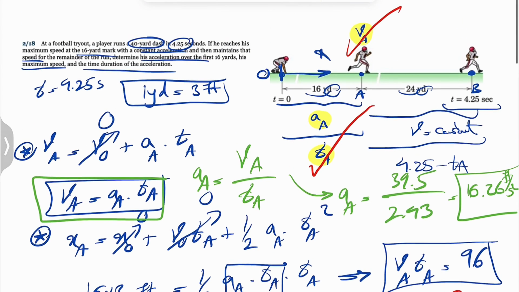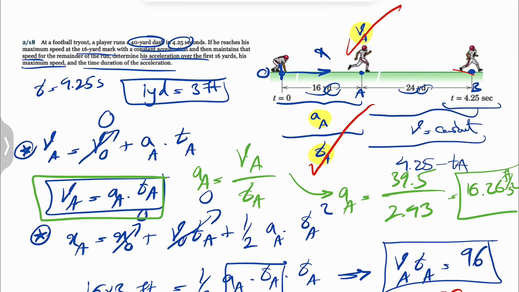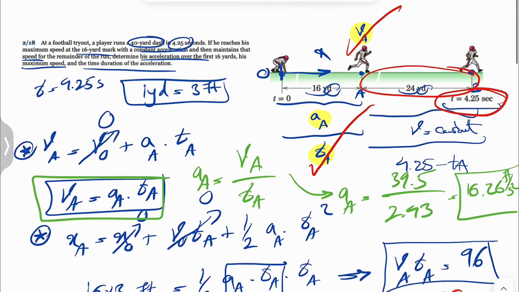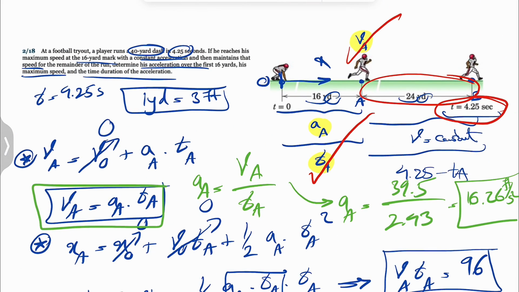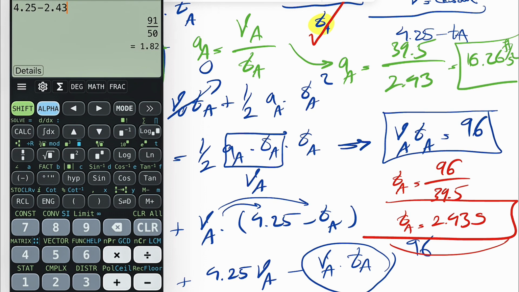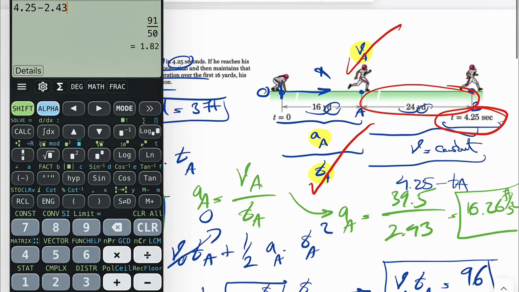And yeah, we found everything. If you want to find the time in the part from A to B, you basically need to subtract the time that we found from 4.25. That would be 4.25 minus 2.43, which is 1.82 seconds. And that's pretty much everything for this one.